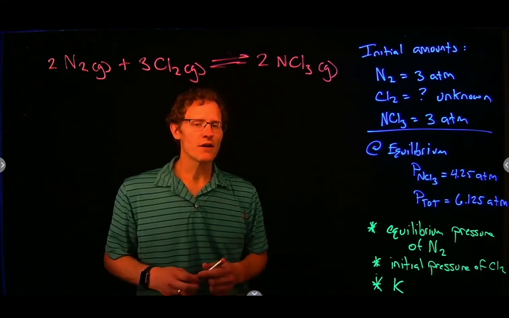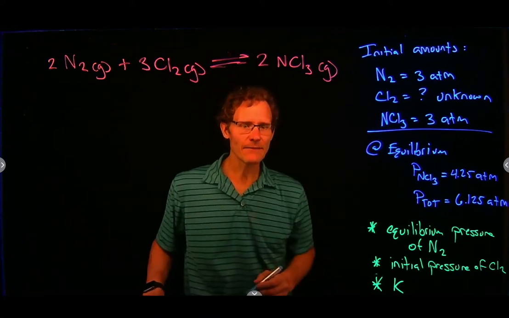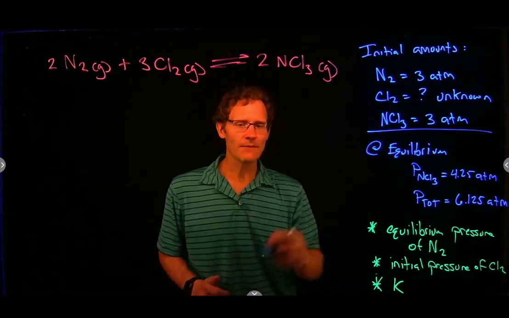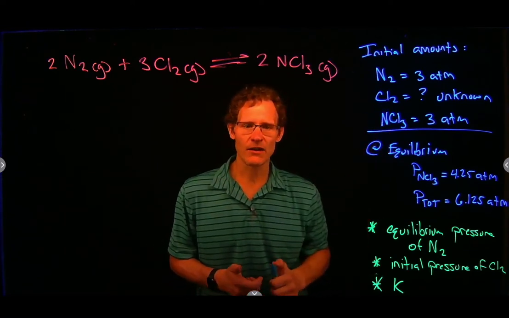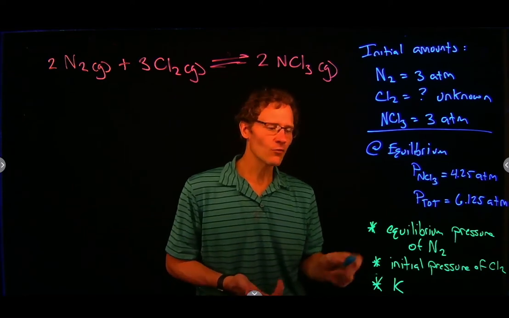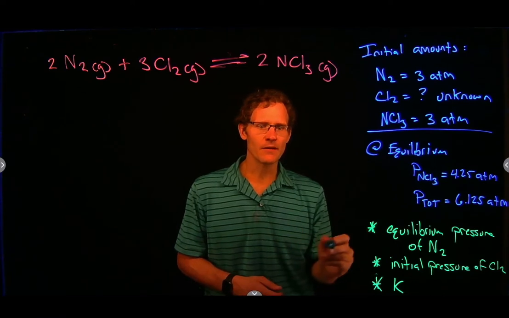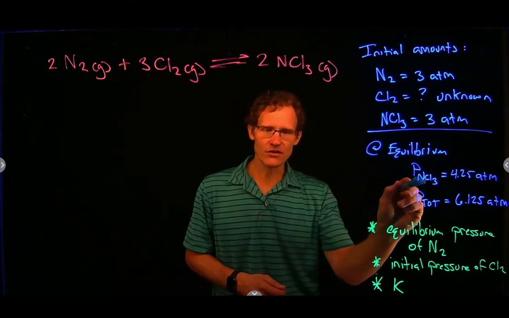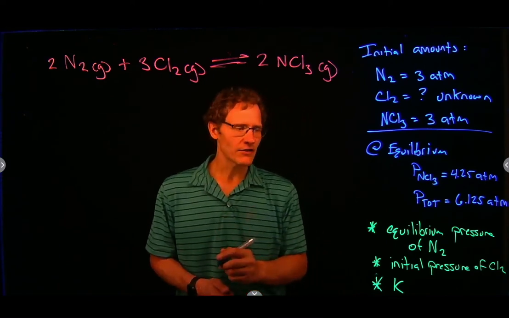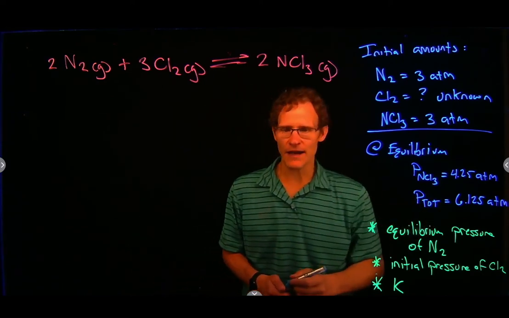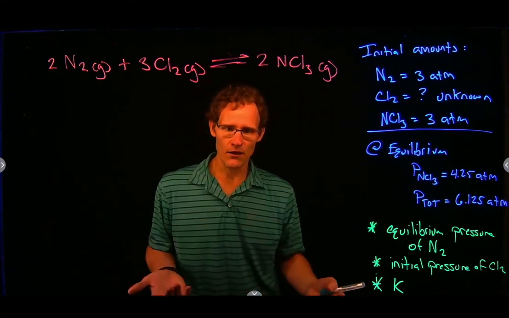Okay, so the information that we are given here is that initially we have 3 atmospheres of nitrogen and 3 atmospheres of nitrogen trichloride. We don't know how much the initial amount of chlorine we have is. That's going to be one of the things that we want to solve for. We're also told that at equilibrium, the pressure of nitrogen trichloride is 4.25 atmospheres, and the total pressure is 6.125 atmospheres. So this is information that would be given to you in a problem.